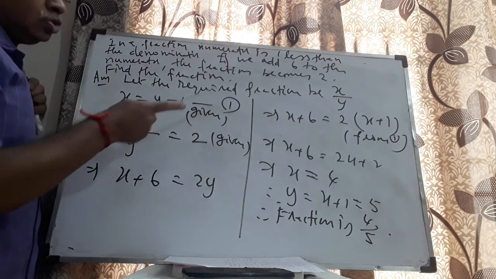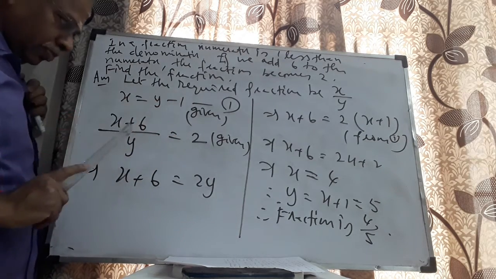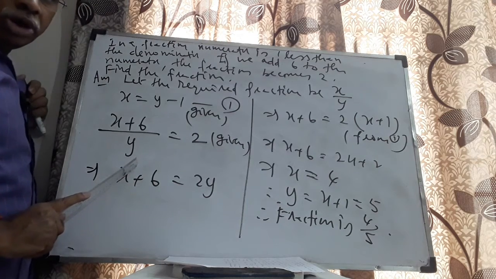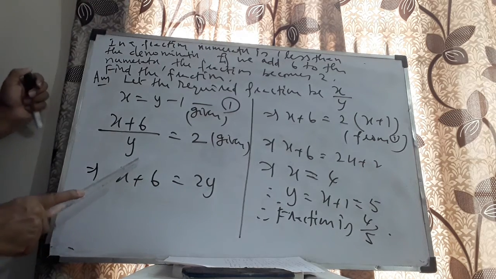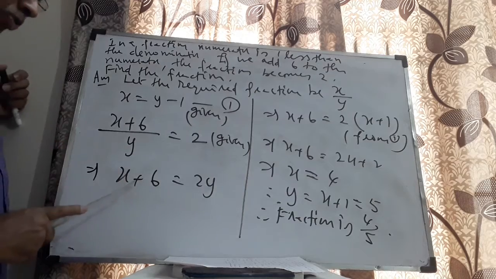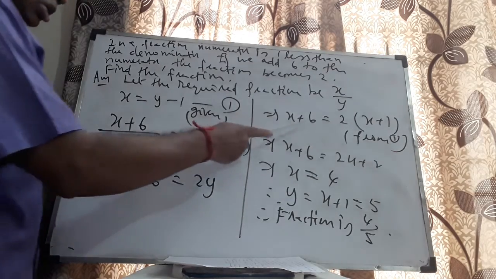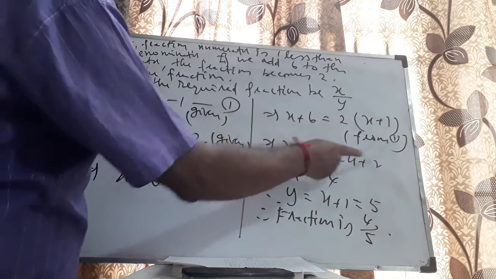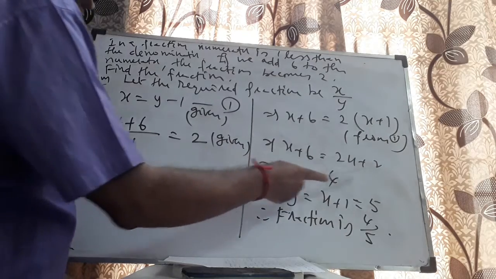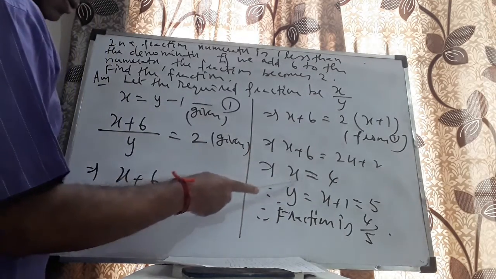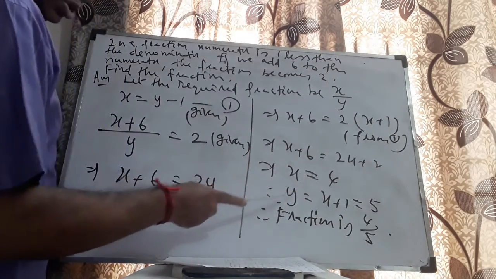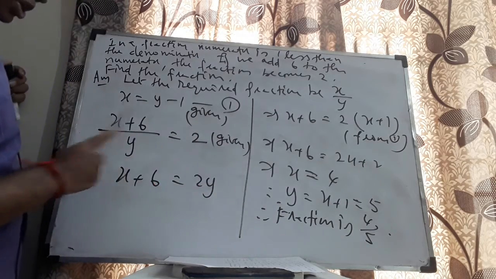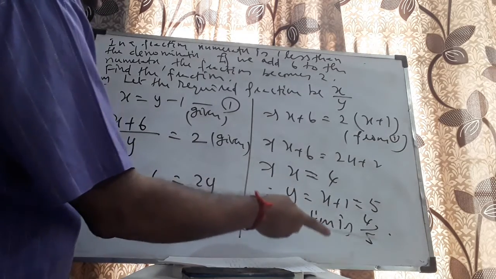Now adding 6 to the numerator, the fraction becomes 2. Therefore x plus 6 by y, the denominator is not disturbed. That is the meaning. So x plus 6 equal to 2y, x plus 6 equal to 2 into x plus 1, that is from 1. x plus 6 equal to 2x plus 2. 2x minus x is x, 6 minus 2 is 4. x is 4, y is x plus 1, that is 5. The fraction is 4 by 5.